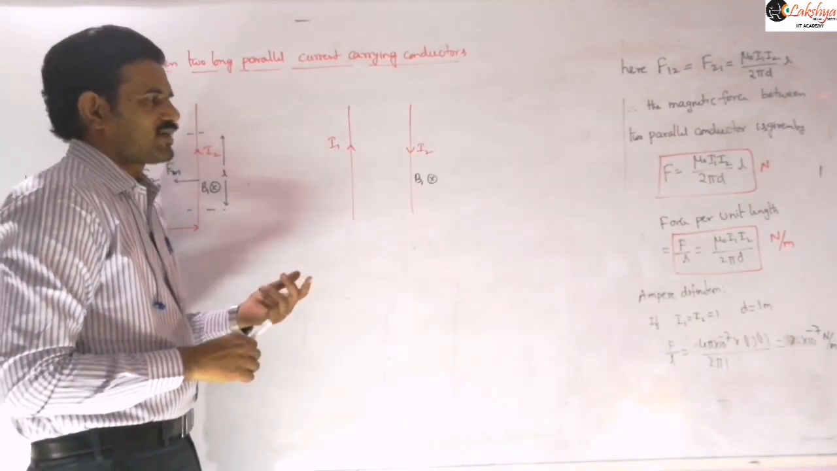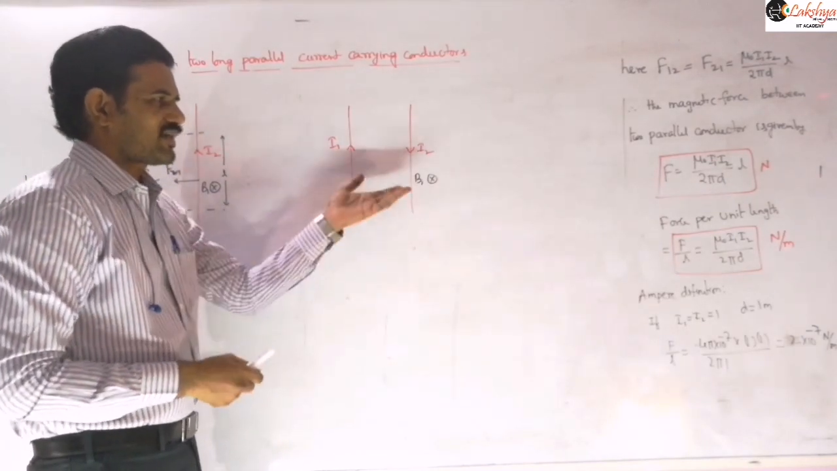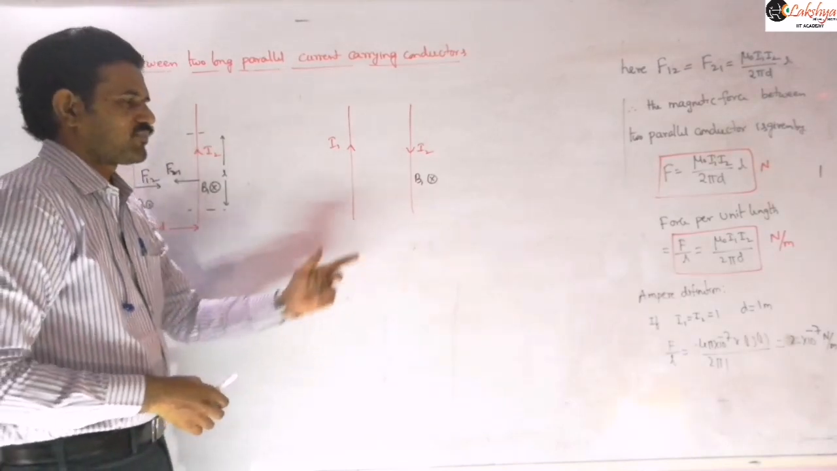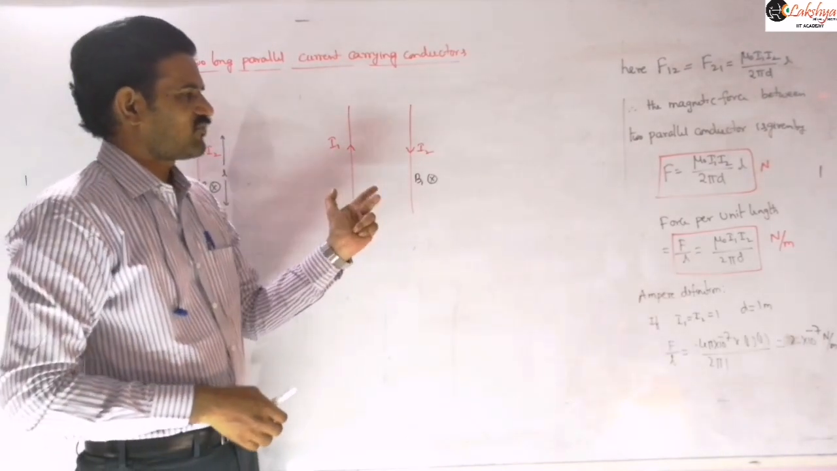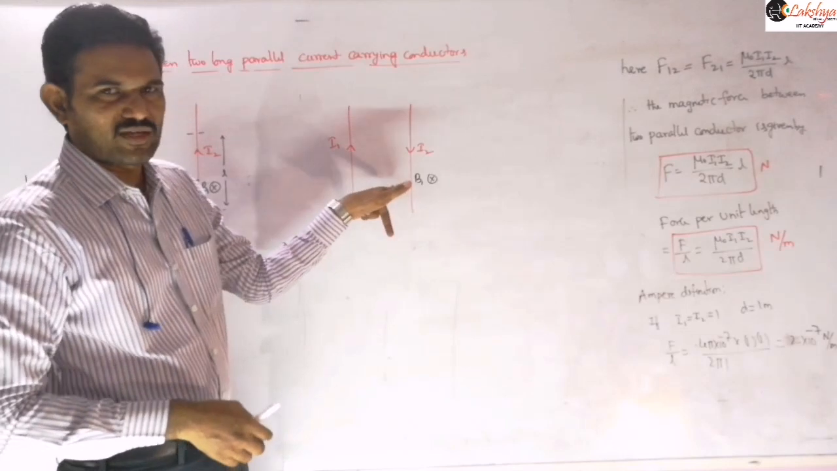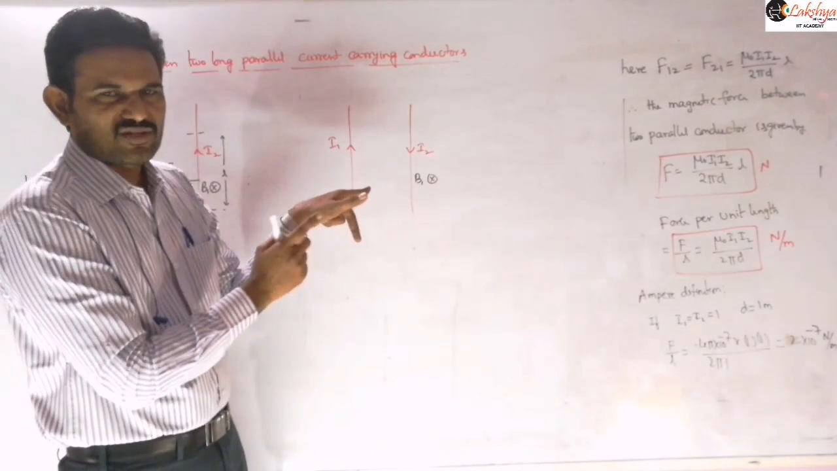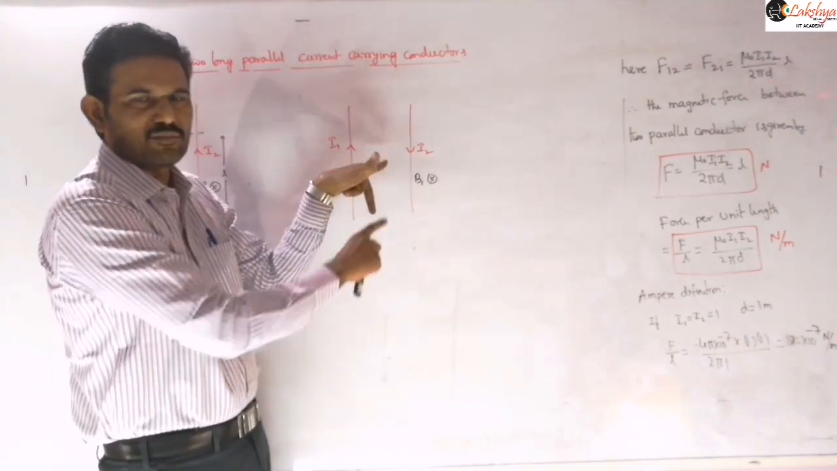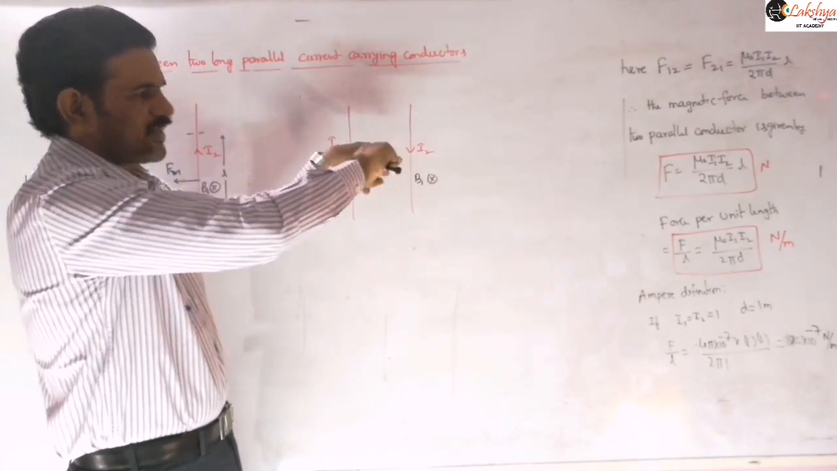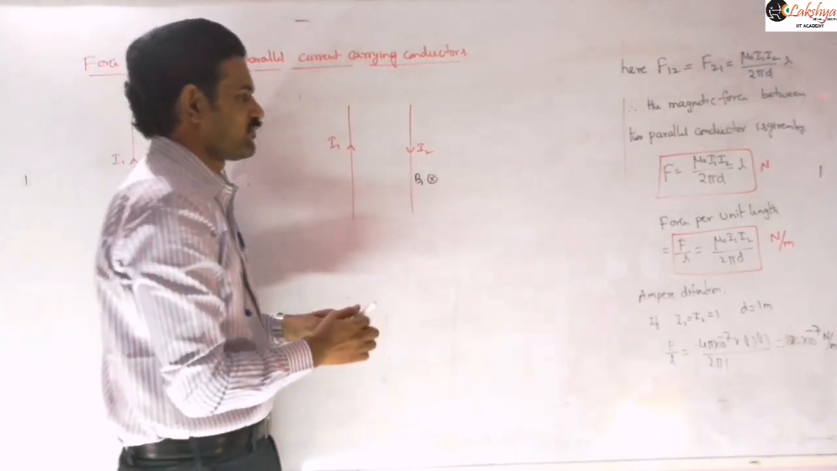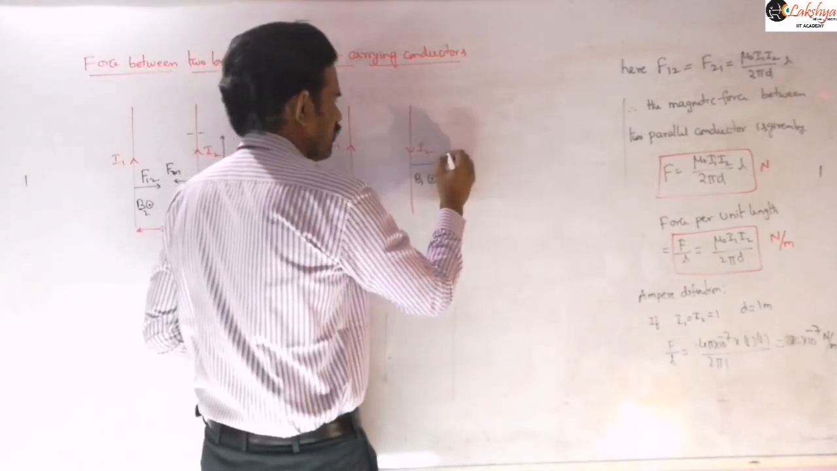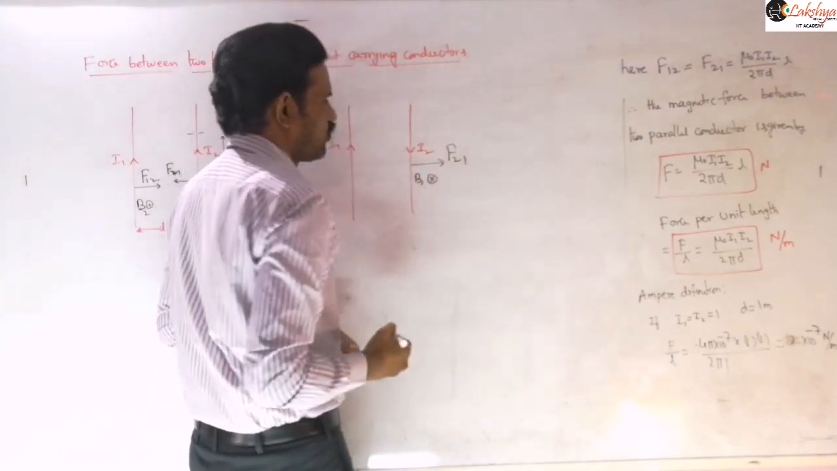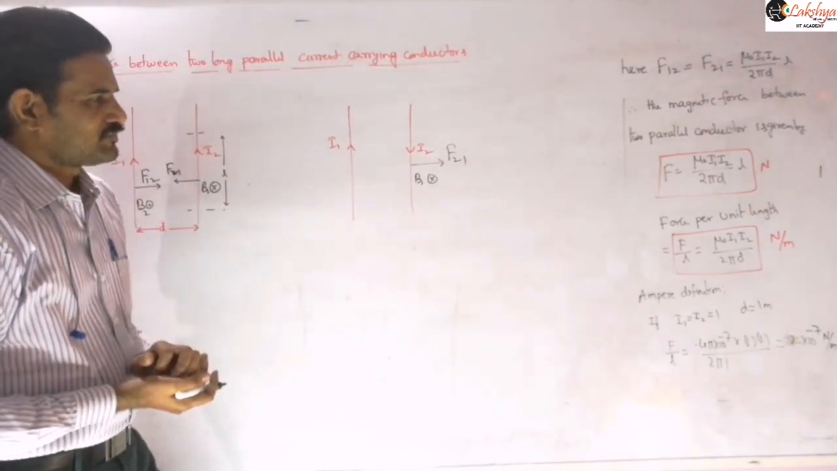Similarly, let us find the force acting on I2. The field is into the plane and the current is in the downward direction. Apply this, all of you, stretch your fingers and apply the rule so that you get clarity. Field is into the plane, current is flowing downward, so the thumb points towards the right. So the force acting on this will be along this direction. This is F21, the force acting on conductor 2 due to conductor 1.